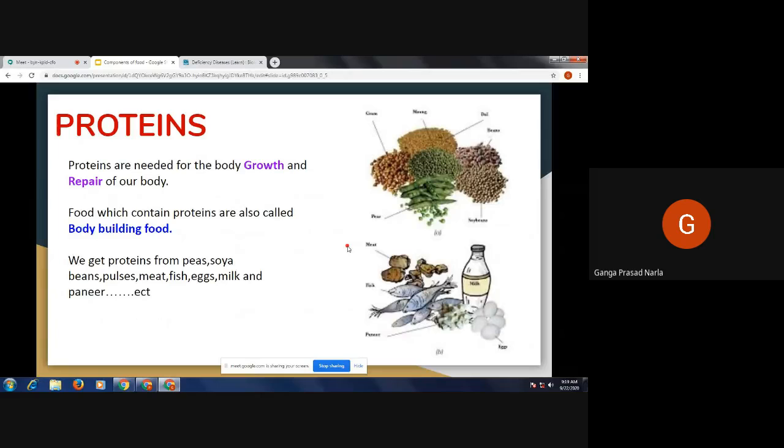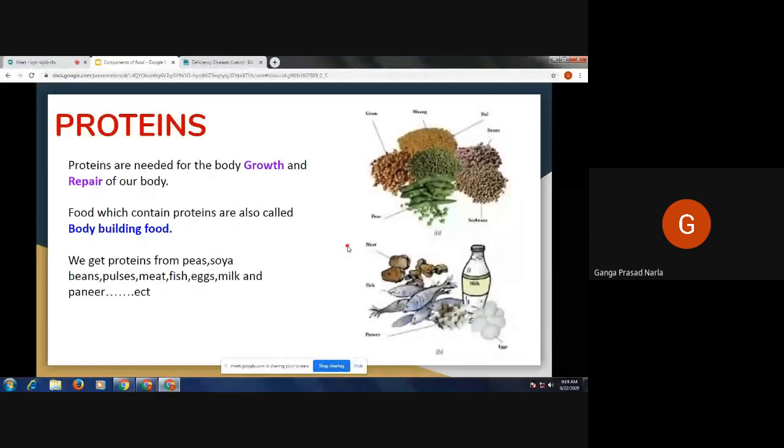Proteins. Proteins are needed for body growth. Children, if you observe your childhood, did you look the same as now? No, you were little, right? So how do you grow? Because of proteins. Proteins are needed for body growth and to repair our body parts.